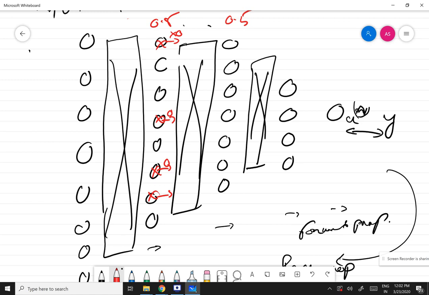Suppose here again you set 0.3, that means only two of these are eliminated. Suppose this is again 0.25, then only one is eliminated. So during one forward prop, we randomly select certain neurons and set their output to 0.